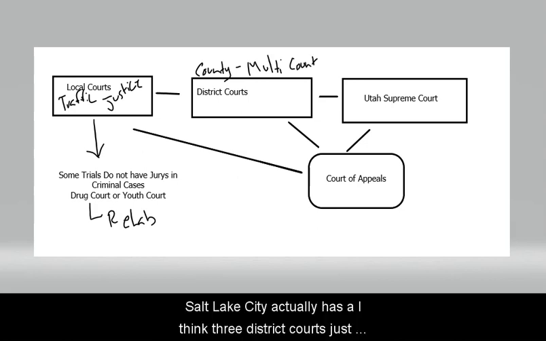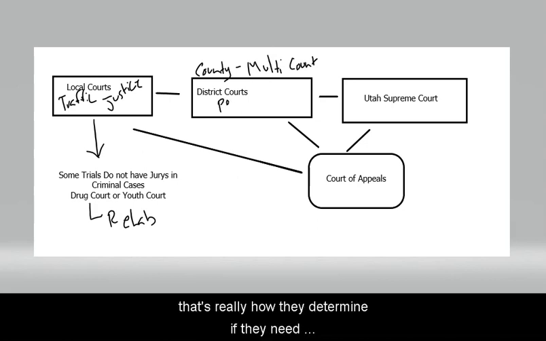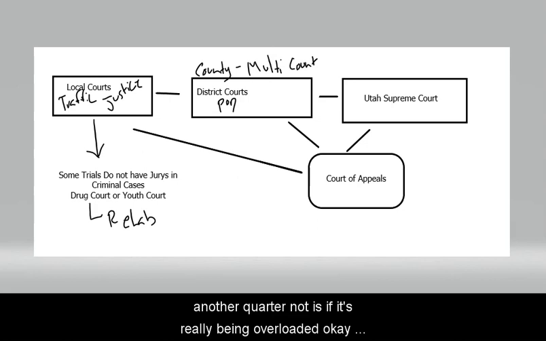Salt Lake City actually has, I think, 3 district courts just in Salt Lake City because of the population, really. And that's really how they determine if they need another court or not, is if it's really being overloaded, okay? So population really matters when it comes to district courts. But these could be local areas or it could be multi-county, just really based on the amount of cases that's going to be heard, okay?